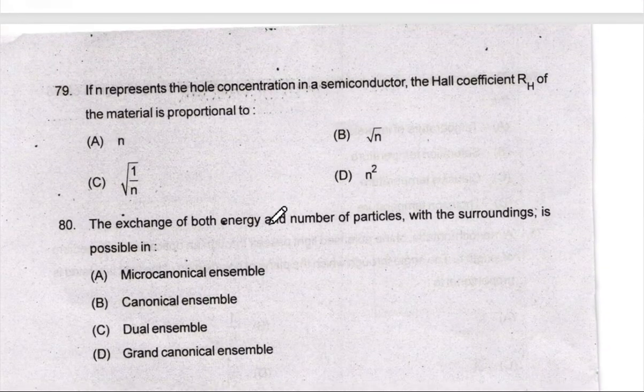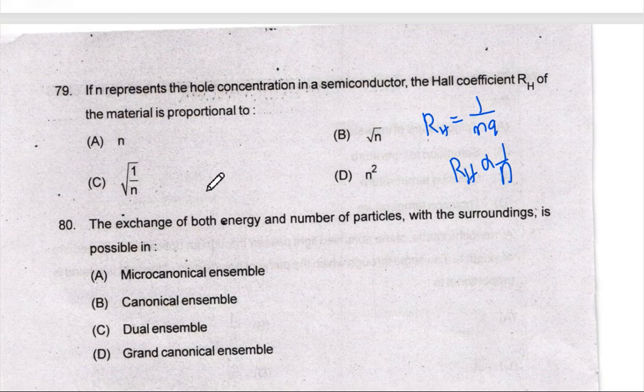So the next question, 79. So 79 is, N represents the hole concentration of a semiconductor, then Hall coefficient. So as we know, Hall coefficient formula RH is equal to 1 by N into Q. So from here we can just write that RH is inversely proportional to N. So it is not matching with the options. So let me check once again.